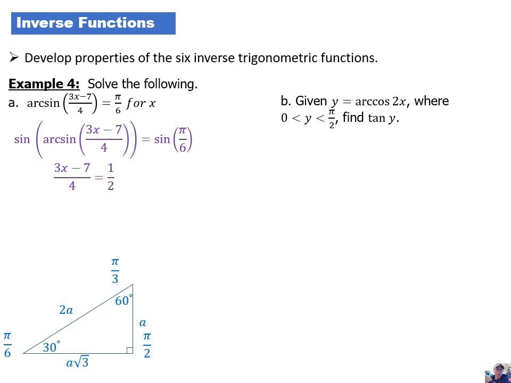Now solve for x. Multiply both sides by 4. We get 3x minus 7 equals 2. Add 7. 3x equals 9. Divide by 3. x equals 3.